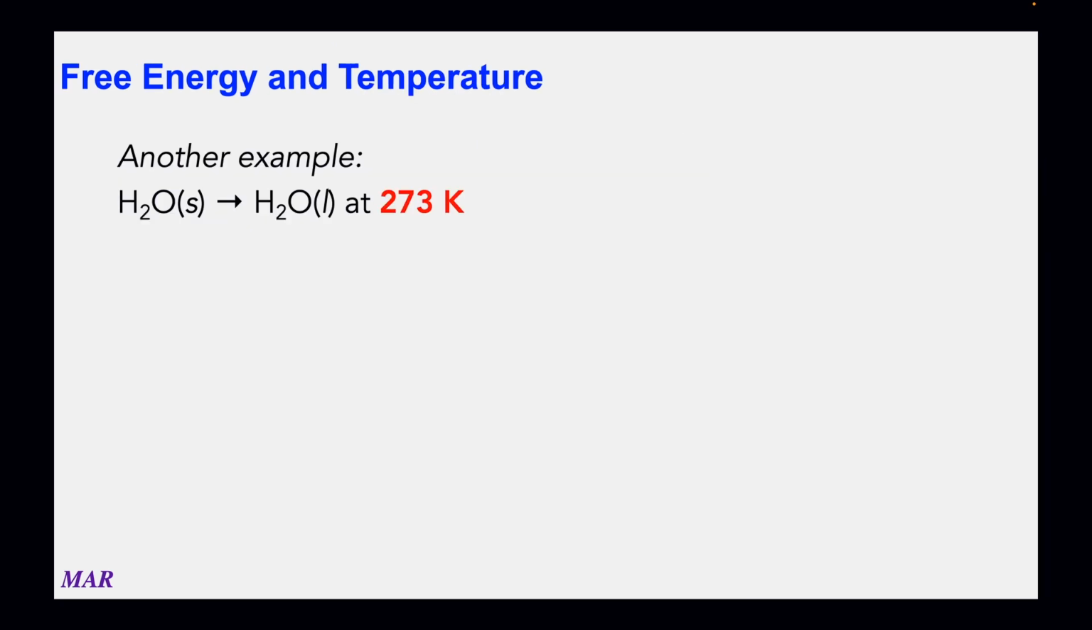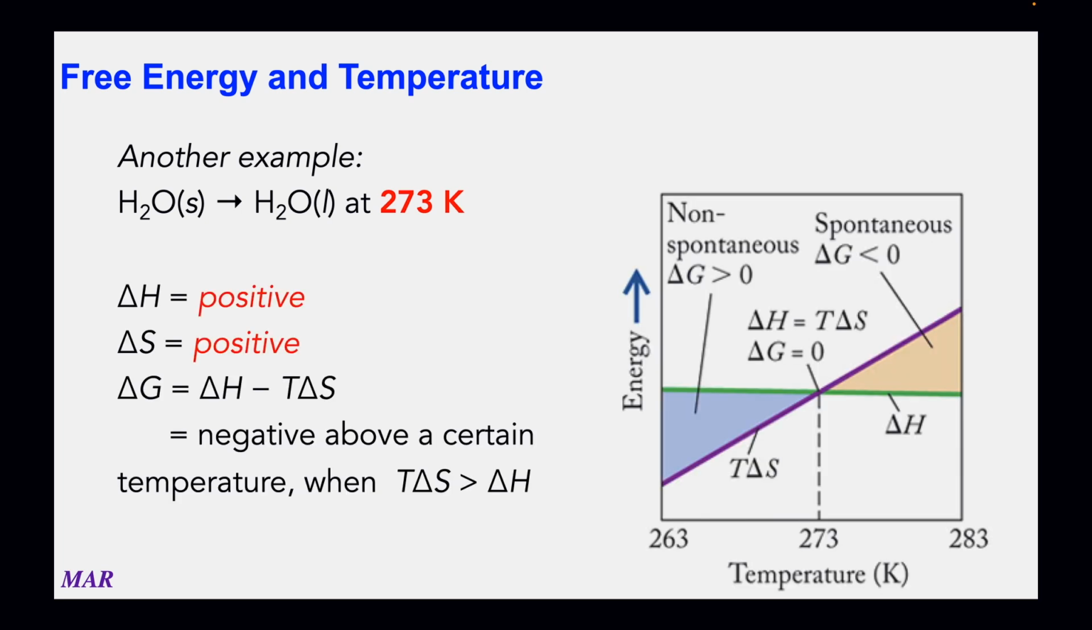Here's an example of ice going to liquid water, and we're going to figure it out at 273 Kelvin. All right. Well, delta H, if you figure out this transformation, is a positive number, and delta S is a positive number. So delta H equals T delta S, and delta G is negative above a certain temperature, and positive below a certain temperature. So if you want your ice to melt, the water has to be, of course, above freezing, which would be above 0 Celsius, above 273 Kelvin.